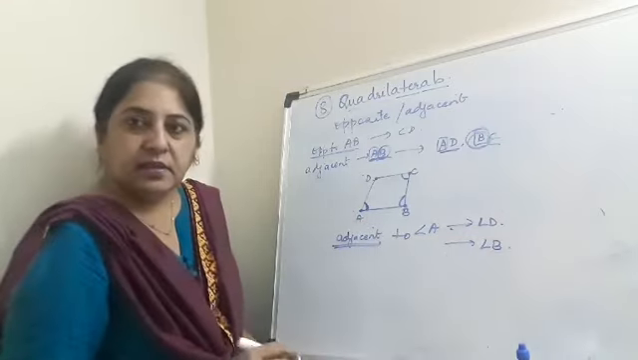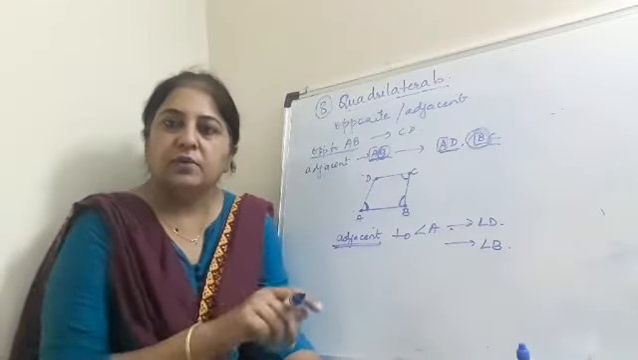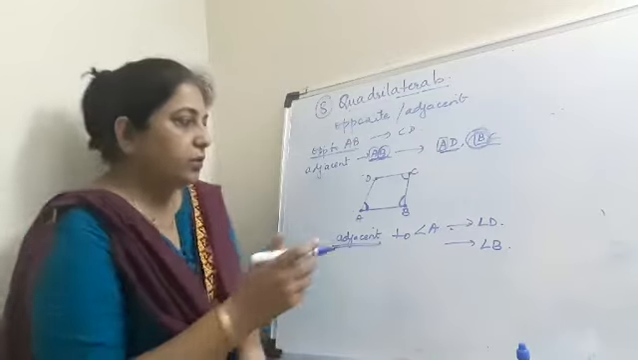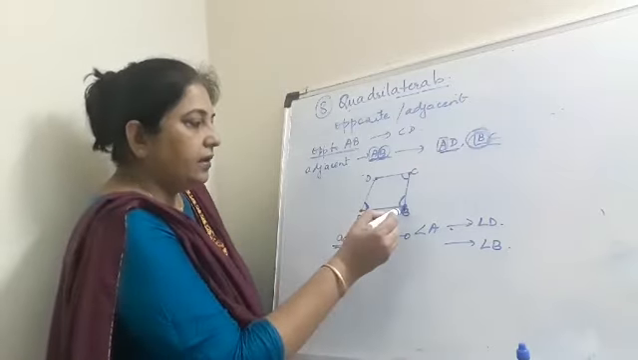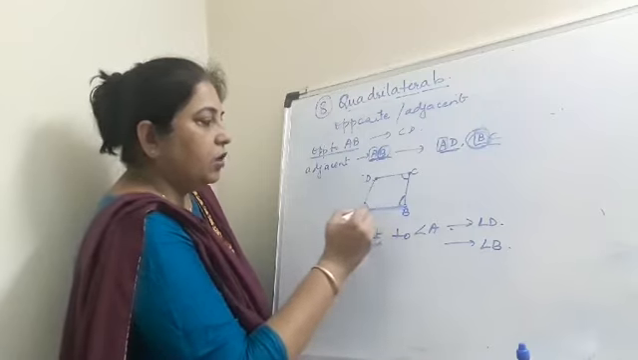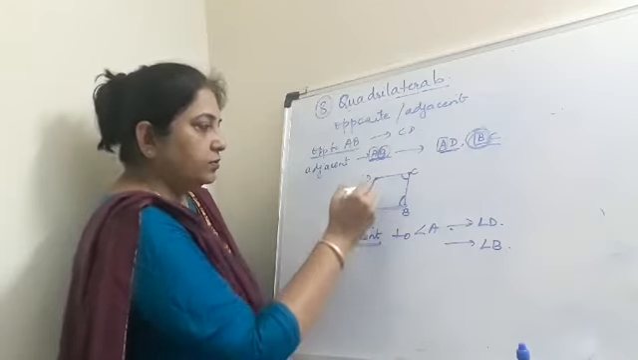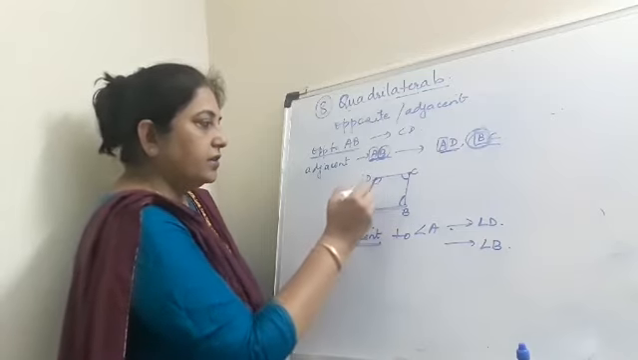You have studied adjacent angles in class 7th. Adjacent angles are those angles which have a common side, a common arm. So when I say angle A and angle B, what is the common arm here? The common arm is AB. When I say these two, A and D, this is a common arm.